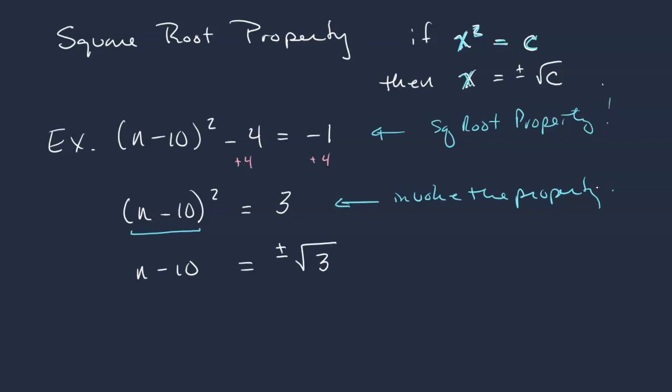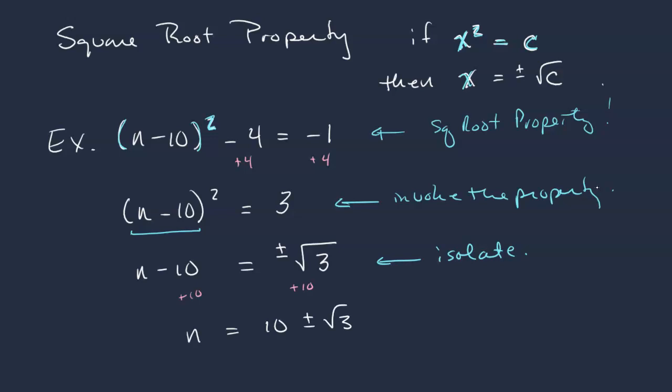And now to solve for n, we're going to isolate the variable. And we couldn't isolate that variable initially because it was wrapped up inside these parentheses and being contained by that exponent. So now we isolate by adding 10 over to the right-hand side, and we get that n is equivalent to 10 plus or minus root 3.